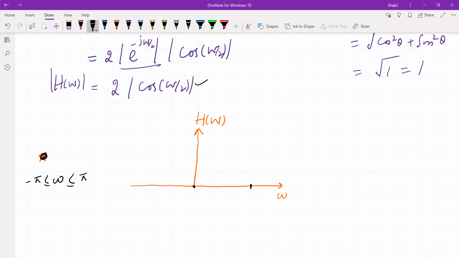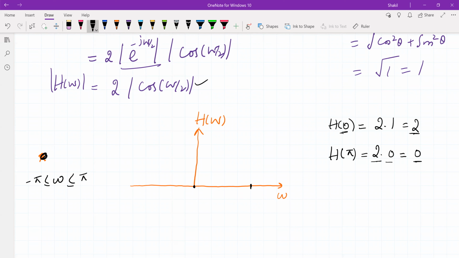Now when omega is zero, the value of this function will be 2 times 1, that's equal to 2. In the same way, if omega is pi, the value will be twice cos of pi by 2, and cos pi by 2 is 0, so this is 0. So if pi is the highest frequency and 0 is the lowest frequency, what is going on in this system? The gain for 0 frequency is 2, but the gain of the system when the frequency is pi is 0.